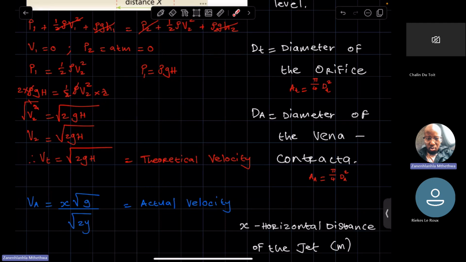Right, that is where these two come from. As far as how you calculate the area, the area of the orifice will be circular. The area of the vena contracta we also take as being circular. Hence, when calculating the area for either of those, you use the cross-sectional area of a circle, which can be pi over 4 times d squared, or pi r squared.